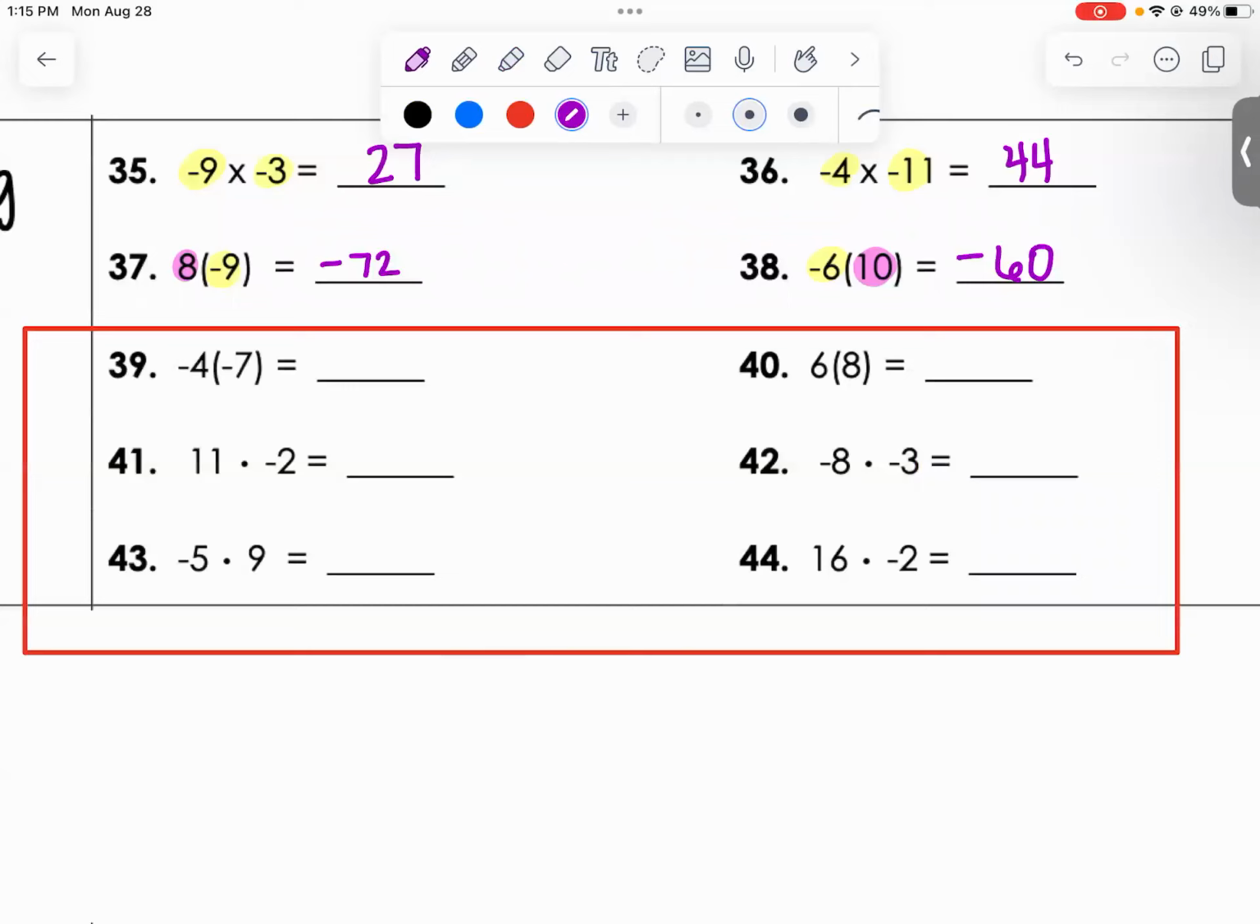A positive and a negative makes a negative, right? So look at the top. What did we write down? A negative and a negative equals a positive. So then right here. Please stop at 44. Please do not do any of the division problems.